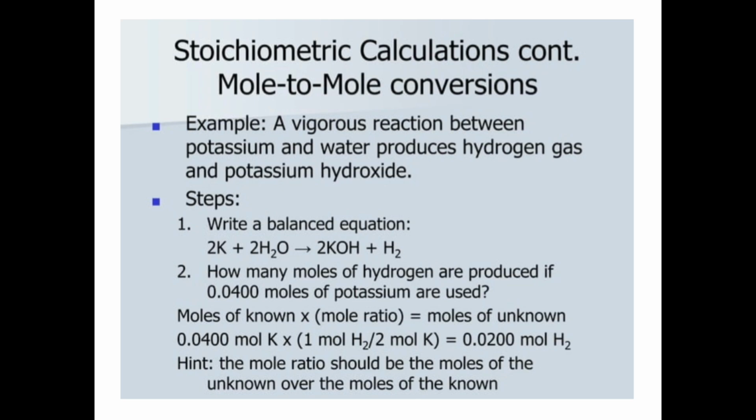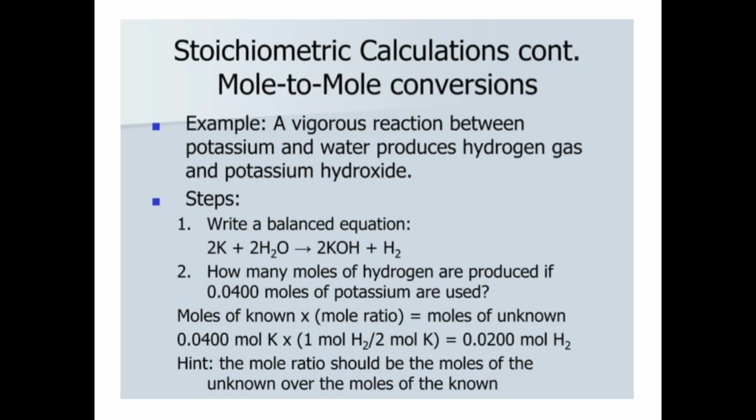Since you are dealing with potassium and hydrogen, we can say from that equation that 2 moles of potassium when reacted with water gave 1 mole of hydrogen. So therefore 0.0400 moles will produce X mole of hydrogen. So we can use that. If 2 moles of potassium is equal to 1 mole of hydrogen, then 0.0400 mole of potassium is equal to X mole of hydrogen.